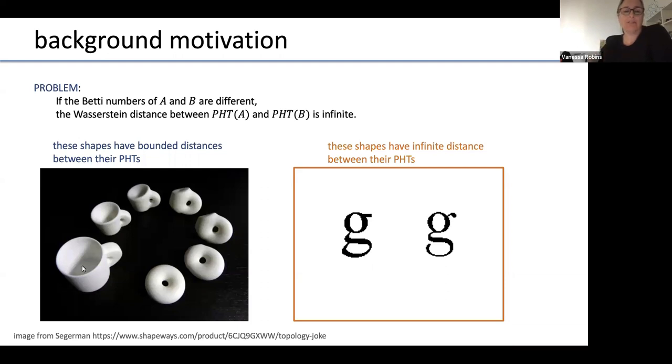Just to get everybody's favorite topology joke in here, the distances between each pair of these shapes will be bounded, right? And it's going to vary continuously as we move through that sequence. But if I look at my two letter G's over here, the fact that this one on the right has a little break at the end of the tail means that this G has one cycle, whereas the G on the left here has two cycles, or you know what I mean, two homology classes, and so their distance becomes infinite. All right, and this is what our extended persistence homology transform is going to solve.